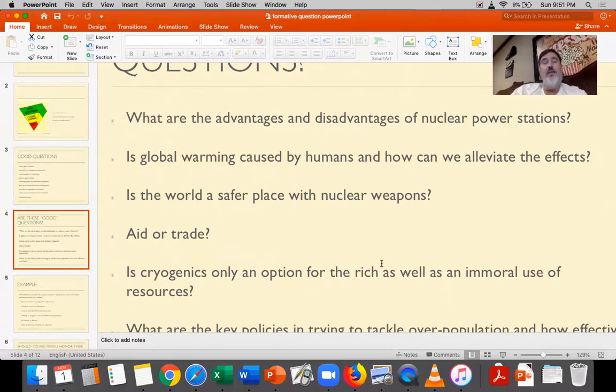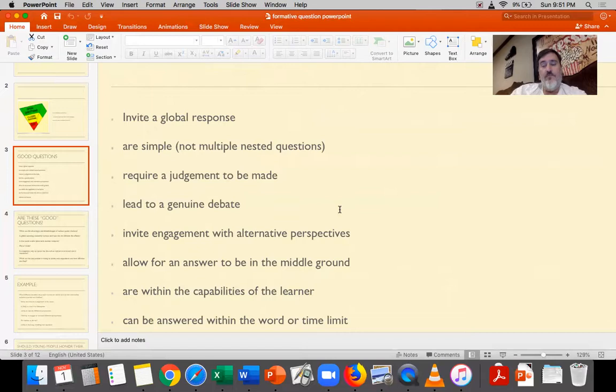How about the next one? Aid or trade? It's not really open-ended, is it? Does it invite a global response? Yes. Is it simple? Yes. But it's kind of nested at the same time. By the way, for those of you who don't understand aid versus trade there, it's talking about foreign policy. Is it better to provide aid to those in need, or is it better to foster some type of economic development through trade? Does it lead to a genuine debate? Possibly. Does it invite engagement with alternative perspectives? Sure. Could there be an answer within the middle ground? Probably.